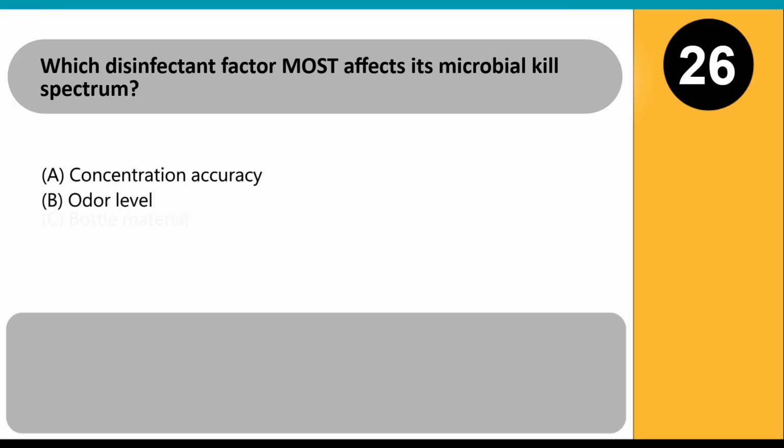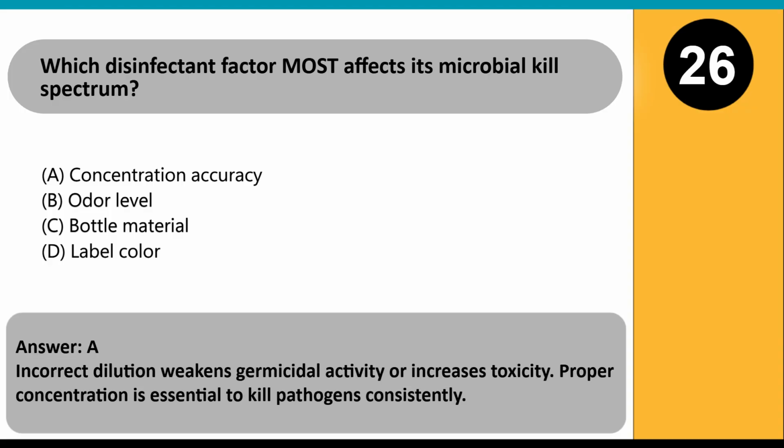Which disinfectant factor most affects its microbial kill spectrum? A. Concentration accuracy. B. Odor level. C. Bottle material. D. Label color. Answer A. Incorrect dilution weakens germicidal activity or increases toxicity. Proper concentration is essential to kill pathogens consistently.